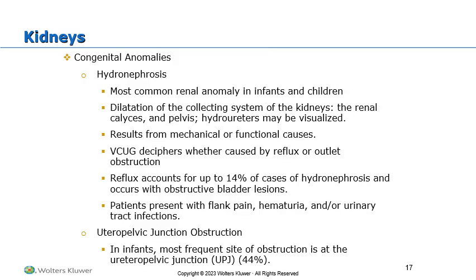Okay, other congenital anomalies would be hydronephrosis. This is probably the most common anomaly in infants and children, and this would be classified as dilatation of the collecting system of the kidneys. It can be very mild, or it can be very aggressive. So it would be dilation of the renal calyces. That would be the most insignificant form. As that dilatation backs up even farther, then we're going to see the pelvis become dilated, the ureters may become dilated, and this can all be caused by a multitude of issues.